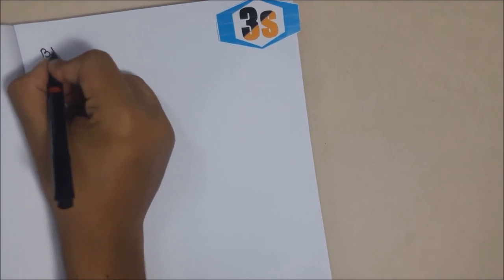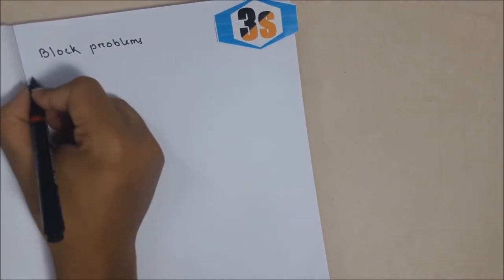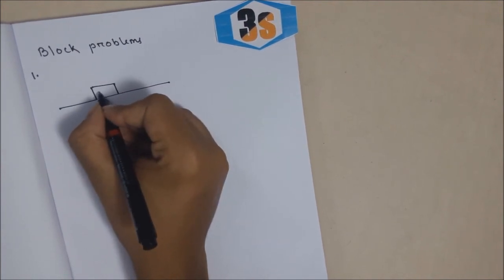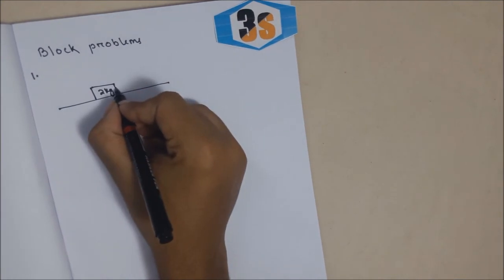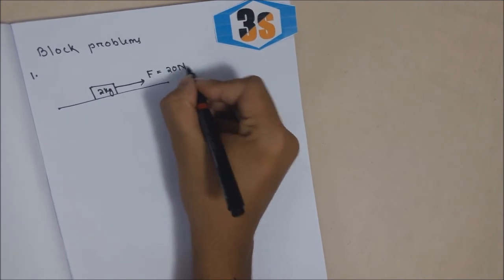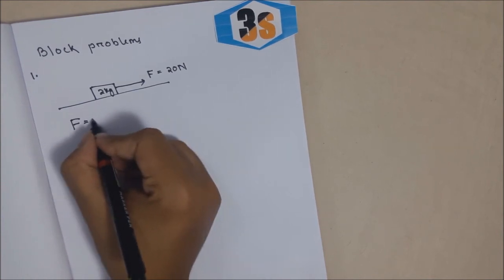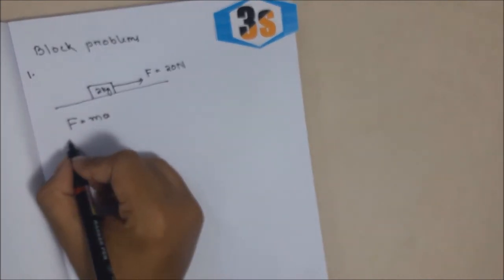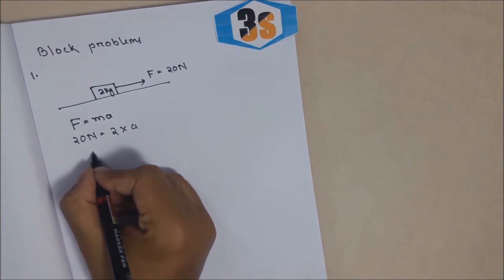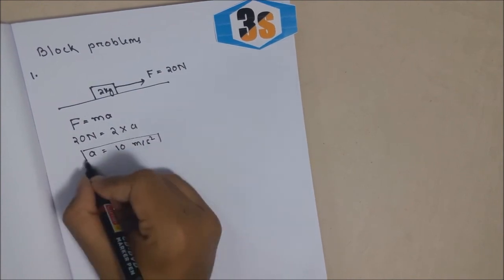Now let us do some block problems. Let this be a surface and this is a body of mass 2 kg. There is a force, it is a rope, and the force is 20 Newton. So by resolving, we can say that the force F is equal to mass of the body into its acceleration. So the force is 20 Newton, mass is given 2 kg into acceleration, so the acceleration will be 10 meter per second square. This is an easy one.